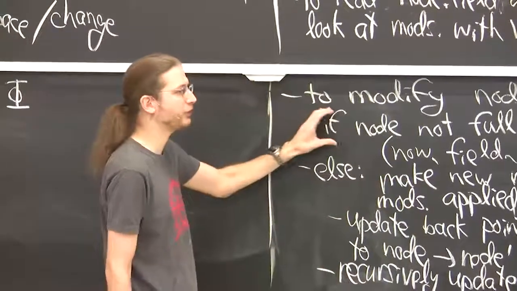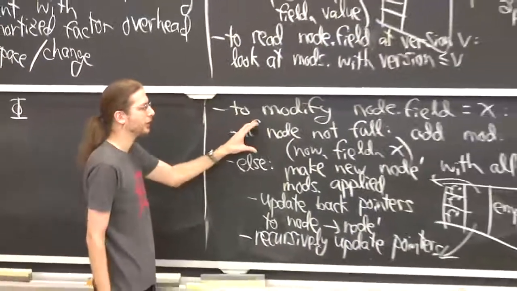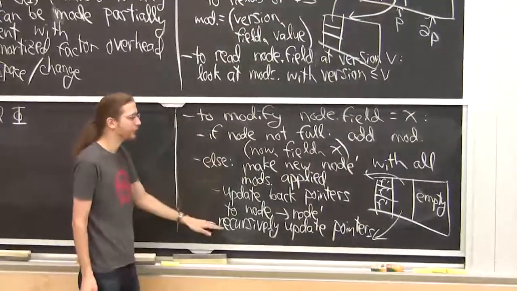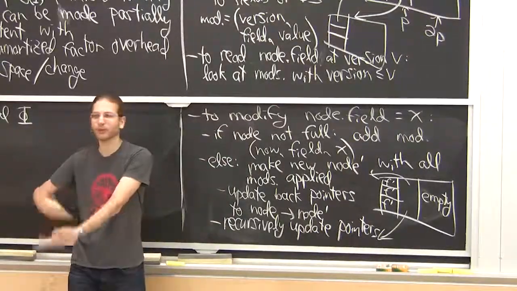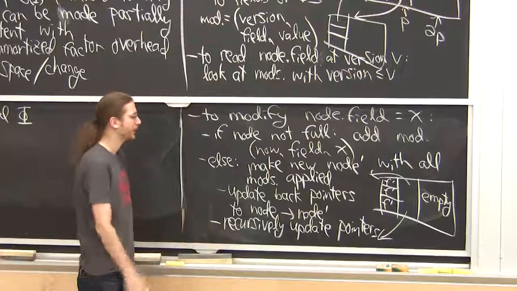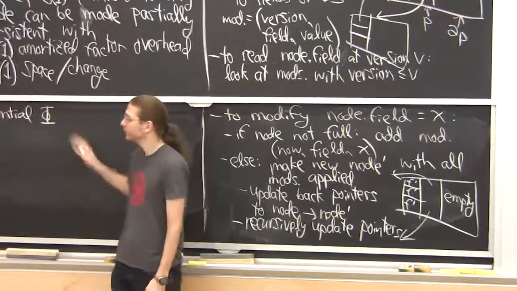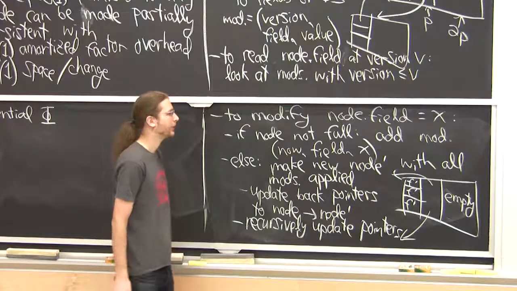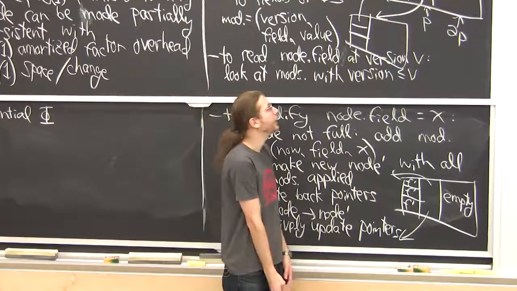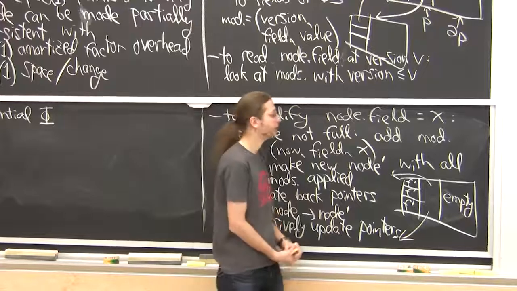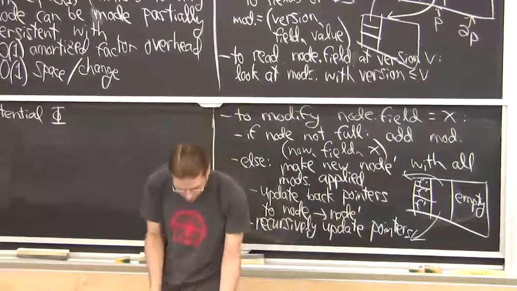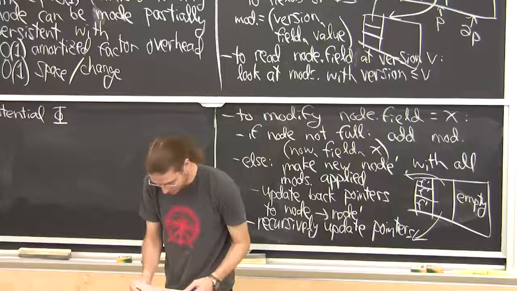This case is nice and cheap. We just add a modification, constant time. This case, not so nice, because we recurse, and then that's going to cause more recursions, and all sorts of chaos could happen. So there's probably a few different potential functions that would work here. In an old version of these notes, I said it should be the number of full nodes. But I think we can make life a little bit easier by the following.